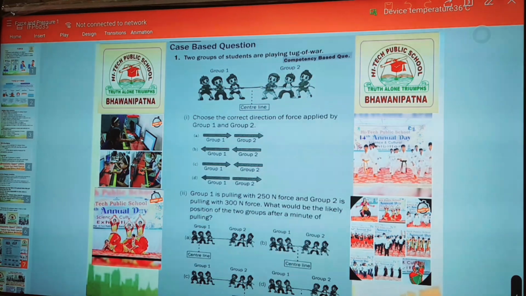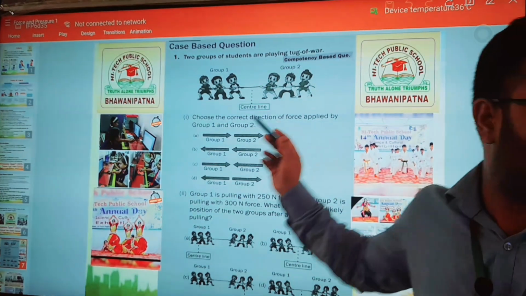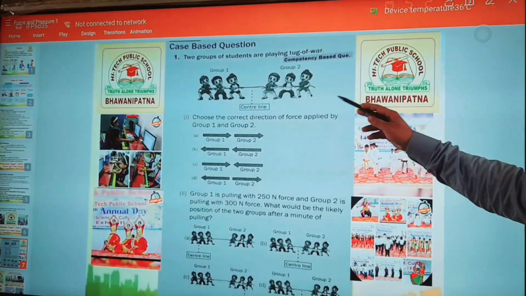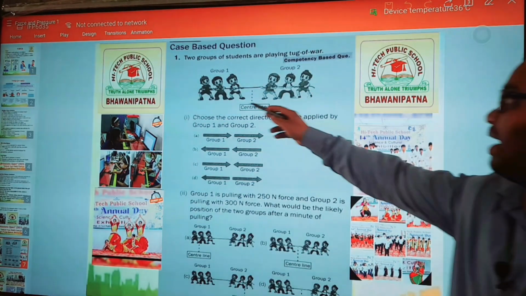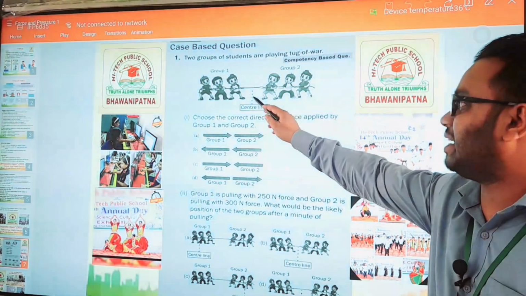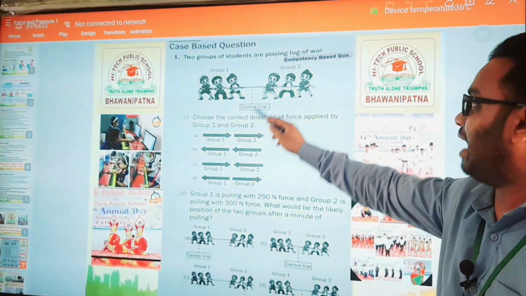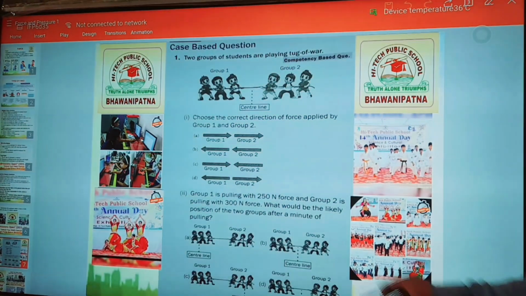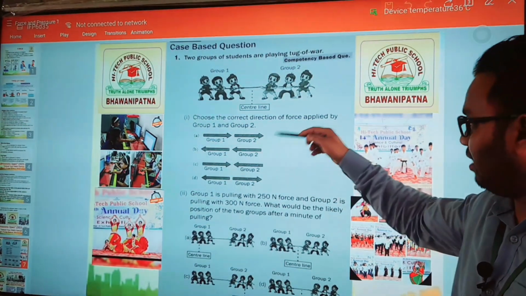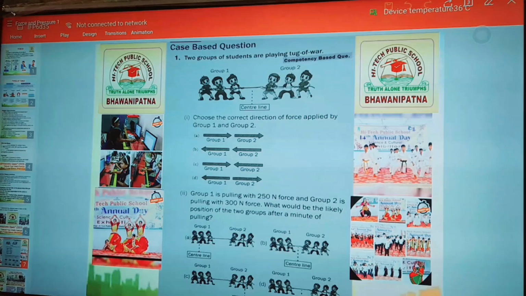It's a case-based question. Okay, you see, two groups of students are playing tug of war, group 1 and group 2. Here is the center point. The line is here, center point. And here, choose the correct direction of force applied by group 1 and group 2.